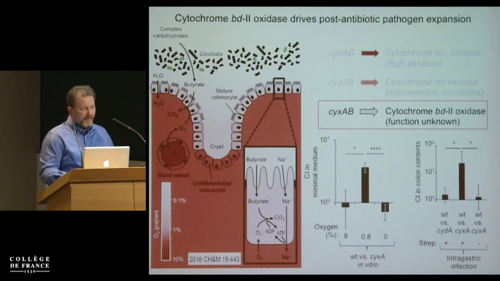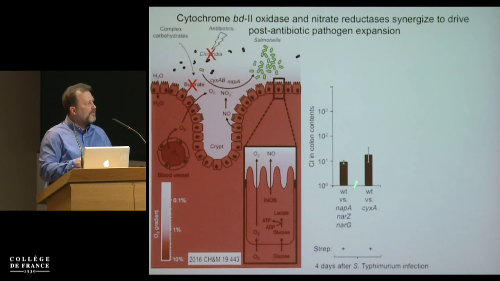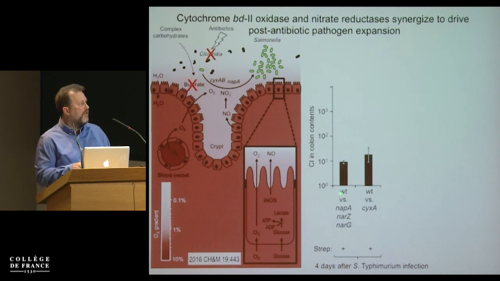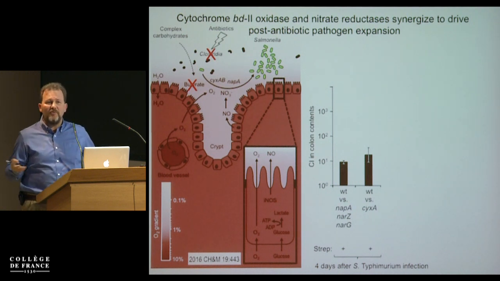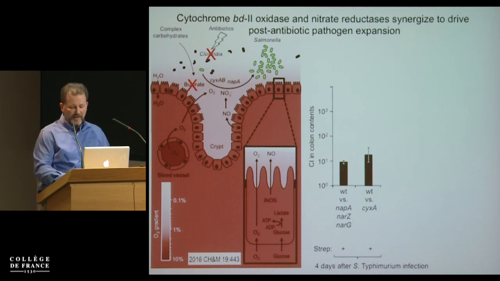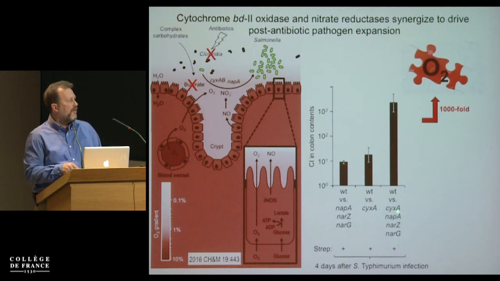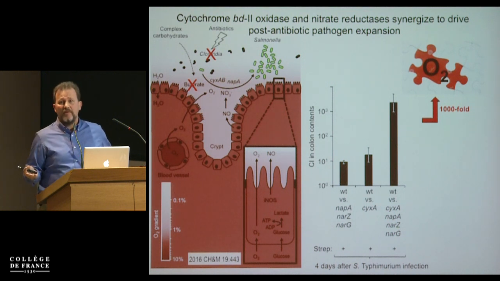So I told you in the beginning that nitrate respiration confers a 10-fold fitness advantage in E. coli. It does the same in Salmonella. Oxygen respiration is about a 10-fold fitness advantage, but we wanted to understand a 1,000-fold advantage, right? So we thought, well, if you combine those two mutations, what happens? And what did happen was that now we have our 1,000-fold effect. So this is colonization resistance.